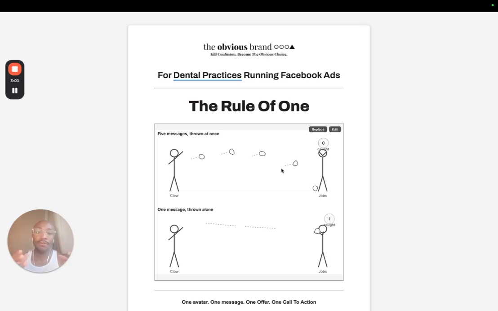And when you follow the rule of one, it makes your messaging so much easier to understand. If you see at the top of the page, it says kill confusion, become the obvious choice. And that's what it's all about. It's not about being the best practice. Of course, you should strive to be the best practice, but the practices that actually scale and make a lot of revenue are the ones who make their messaging and their offer easy to understand, and they make the steps very easy and effortless.